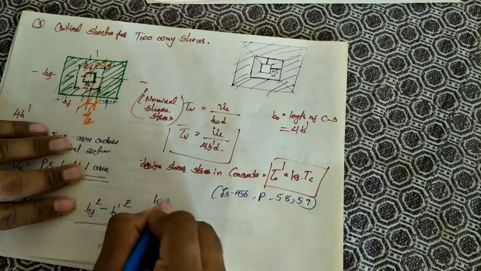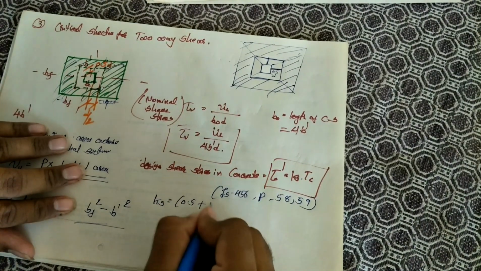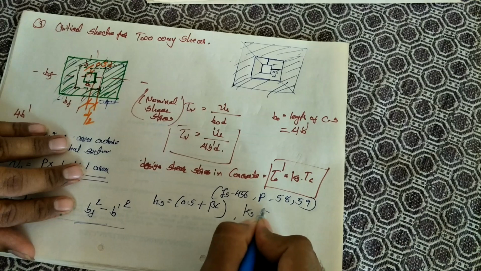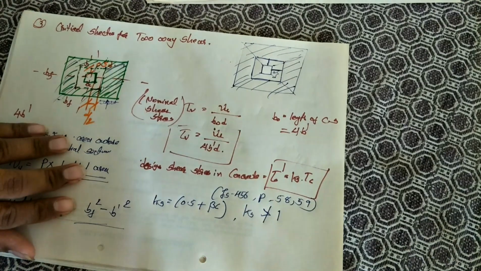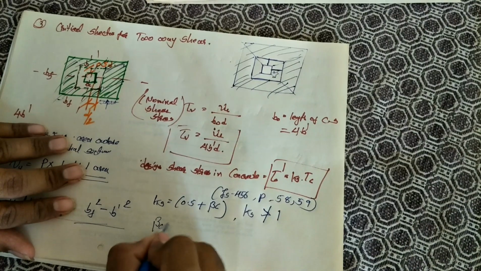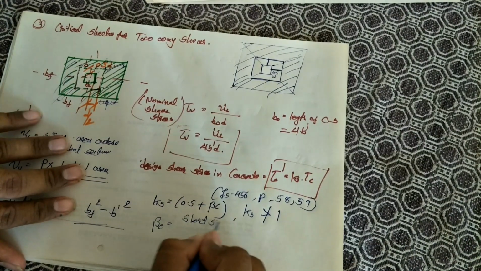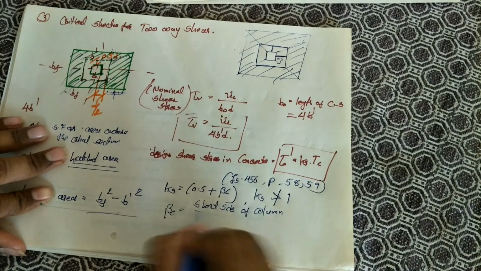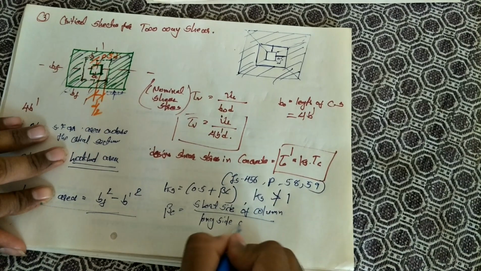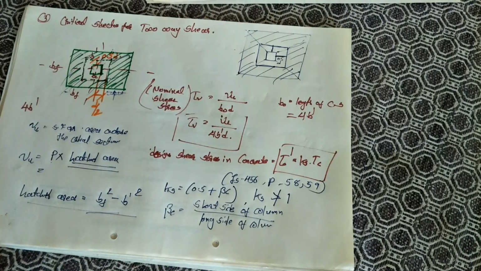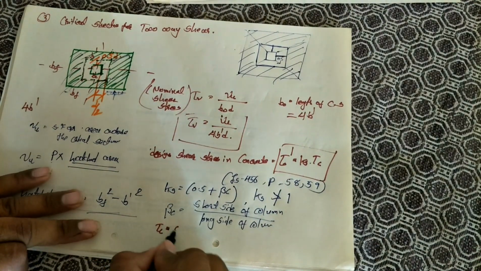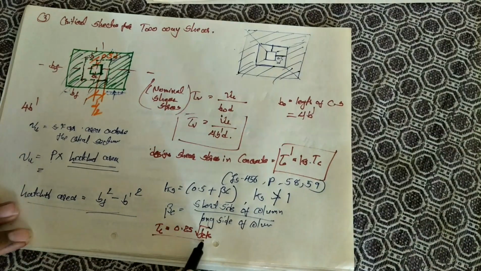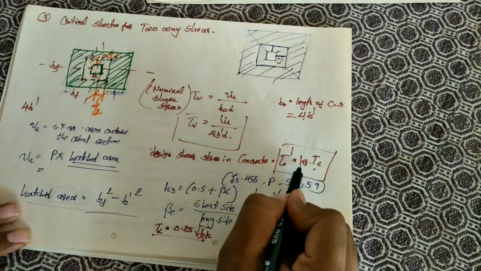Where Ks is equal to 0.5 plus beta C, and Ks should not exceed 1, where beta C is equal to short side of column divided by long side of column, and tau C is also given: tau C is equal to 0.25 under root fck.